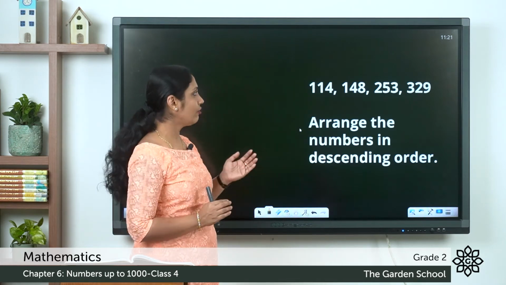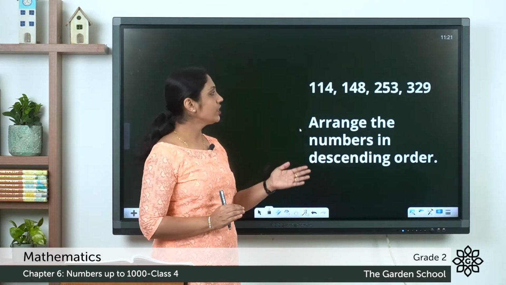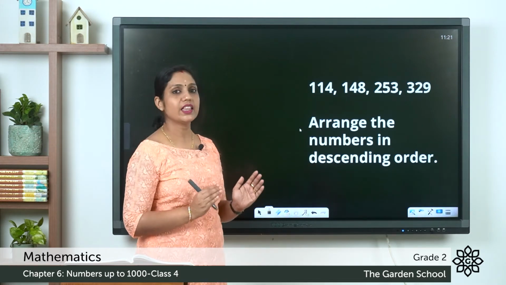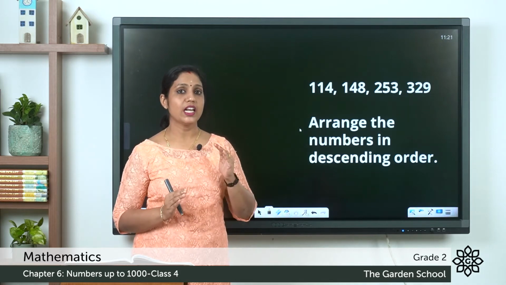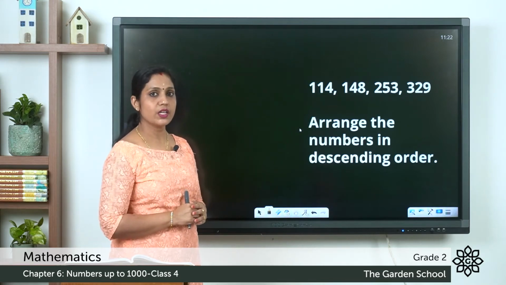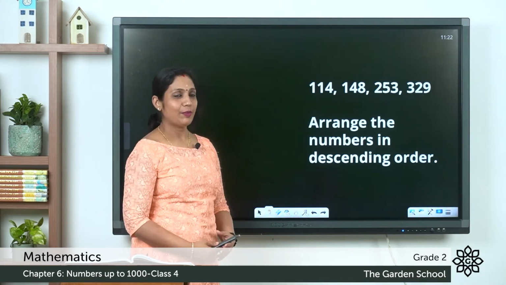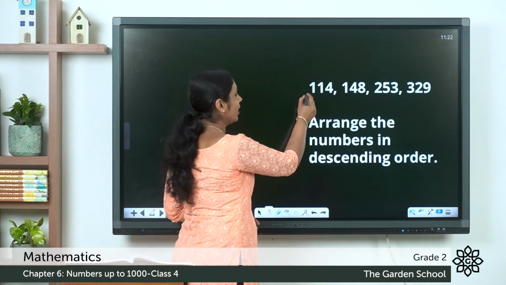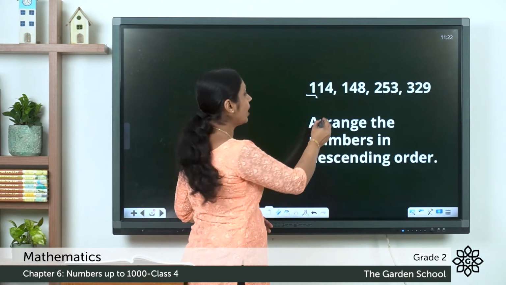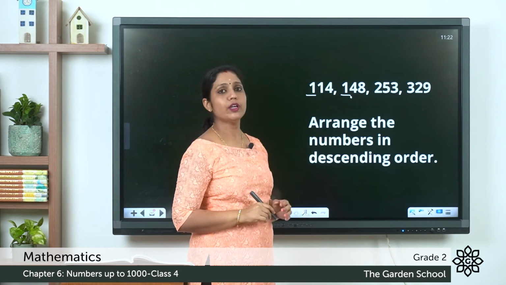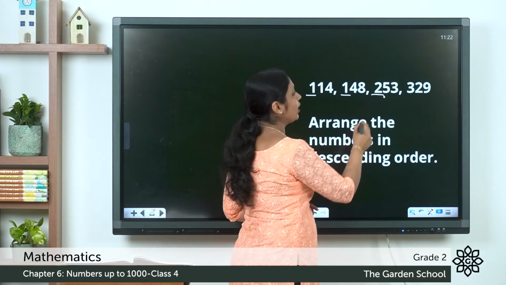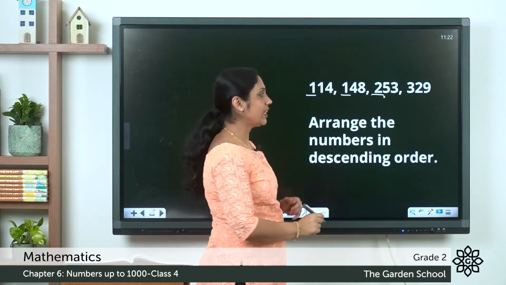Look at these numbers. We have 114, 148, 253 and 329. Now we have to arrange these numbers in the descending order. So for descending order, the largest number has to come first. These are all 3-digit numbers, and let's look at the hundreds place. In the number 114, we have 1 in the hundreds place. Look at the number 148. Again, we have 1 in the hundreds place. Look at the number 253. Which number comes in the hundreds place? It is 2. And look at the number 329. We have 3 in the hundreds place.